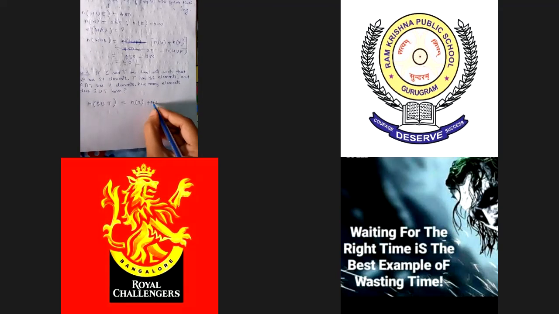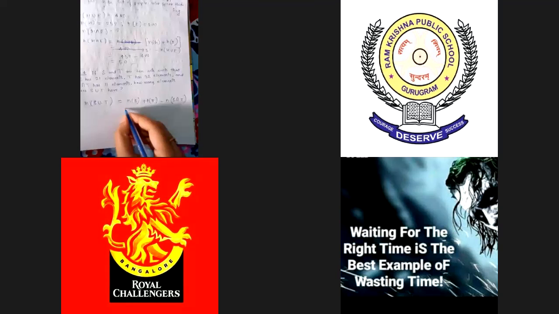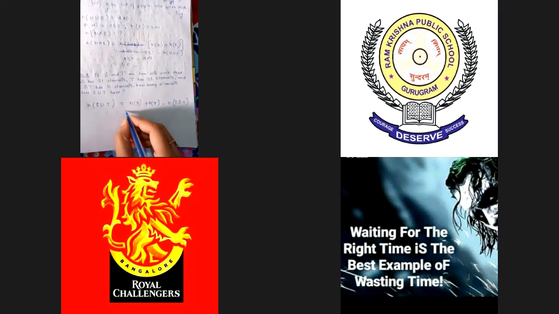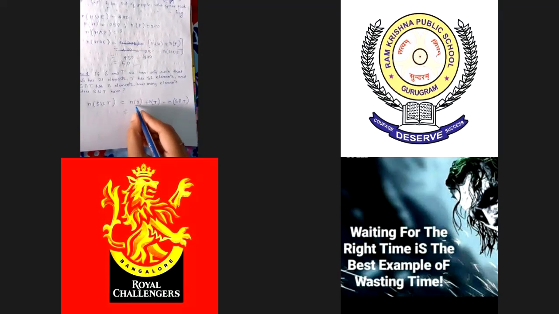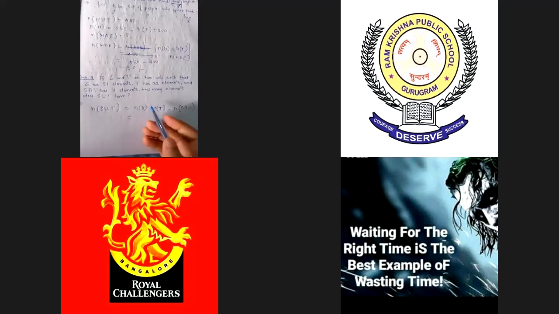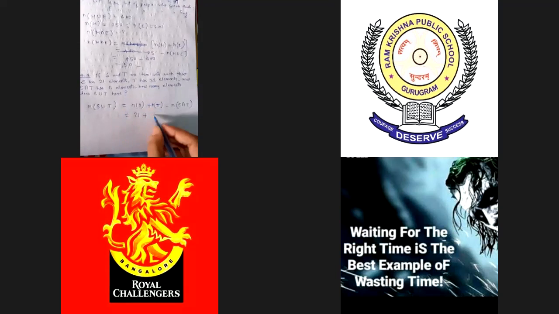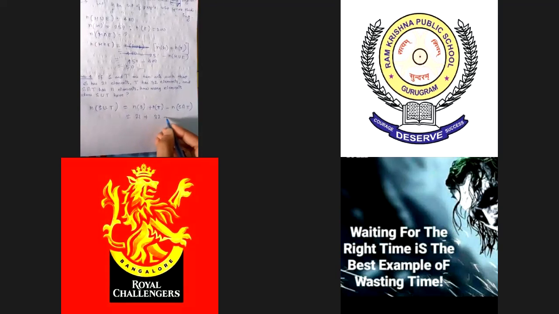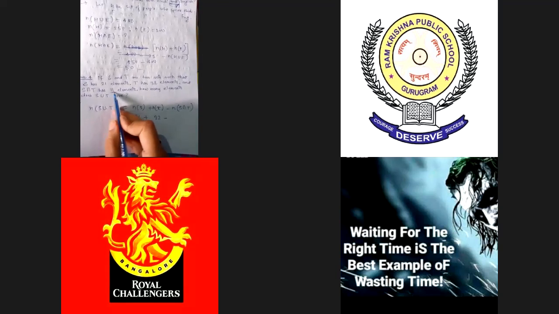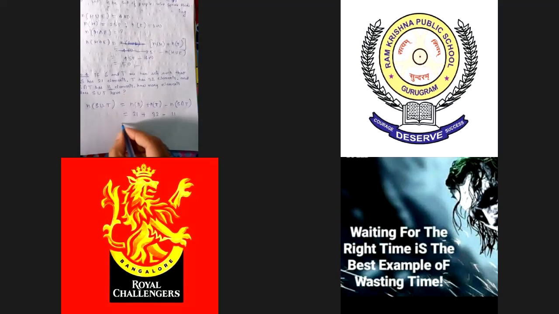Ma'am, 42 is the answer. Ma'am, 64. No, Dipanshu. But yes, Gautam is right. Very good. Exactly, 42. Number of S is 21. And the number of T has 32 elements. Intersection is given as 11 elements.